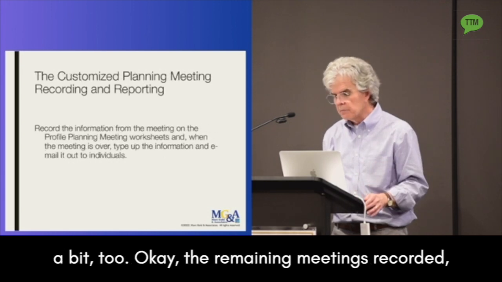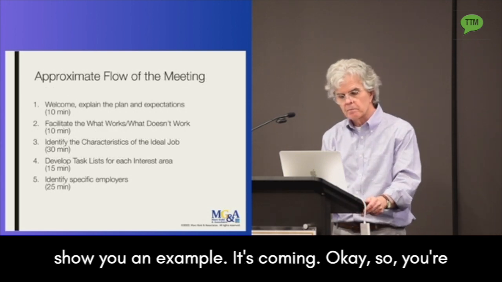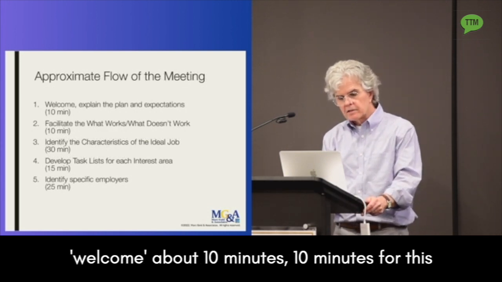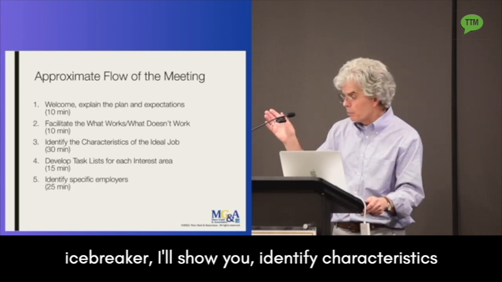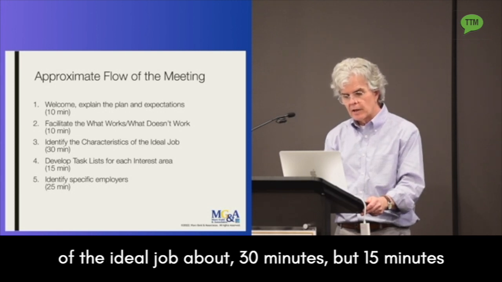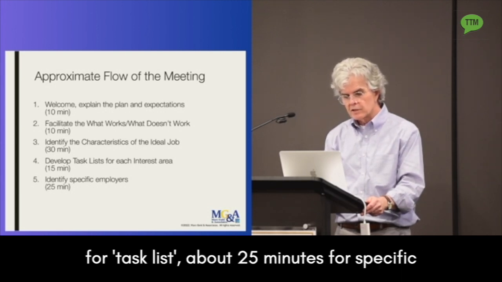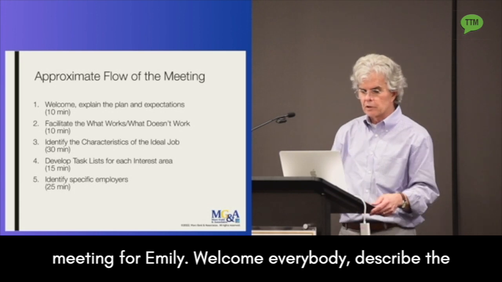Okay, the remaining meetings recorded. So this is basically what it looks like. I'm going to show you an example. You welcome, about 10 minutes for this what's work, what doesn't work thing. It's an icebreaker, I'll show you. Identify characteristics of the ideal job, about 30 minutes, about 15 minutes for task list, about 25 minutes for specific employers and contact people. So here's a meeting for Emily.